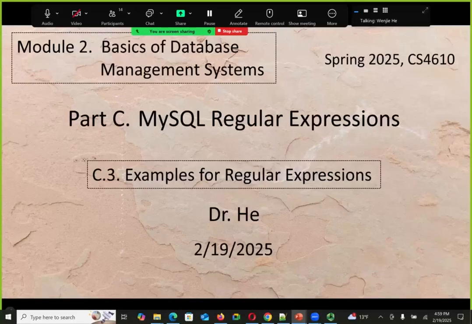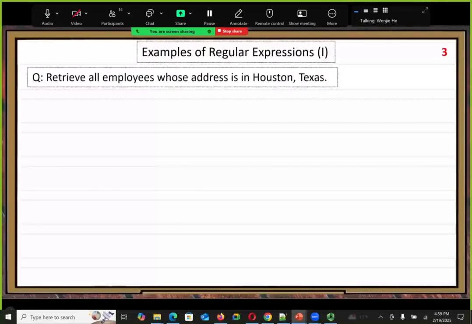All right, how to use regular expressions. C.3, examples of regular expressions. Let me give you several examples using the rules from the previous slide, to give you some ideas. For the first question, we need to use a database I mentioned before, but this time we really need to use it. I will post the company database.